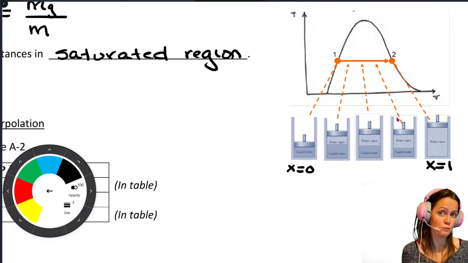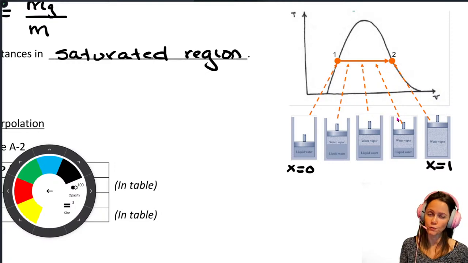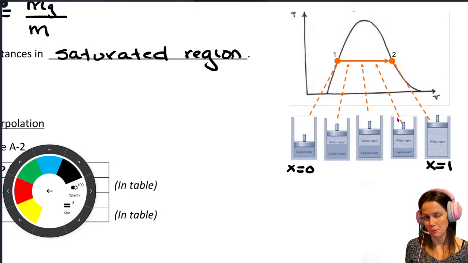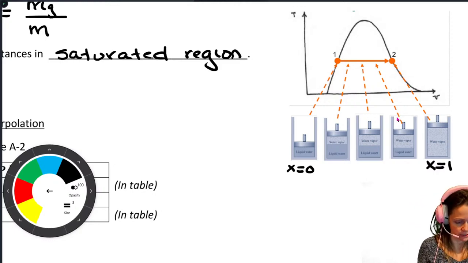If you find yourself at any point in the semester with a quality over one, then you know you fixed your state wrong. You know that, oh, I'm probably not saturated. I'm probably actually superheated. Let me go back and check something.